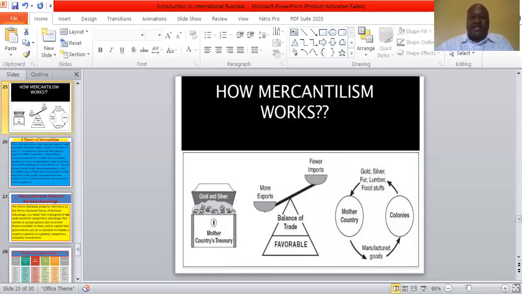Let's look at the illustration of mercantilism, where we said that in this theory, countries strive at having more exports and minimizing imports. We have fewer imports. You can see it's like a scale whereby you look at the balance of trade. And the balance of trade should always be favorable if we are following mercantilism. We minimize imports as much as possible and maximize exports.